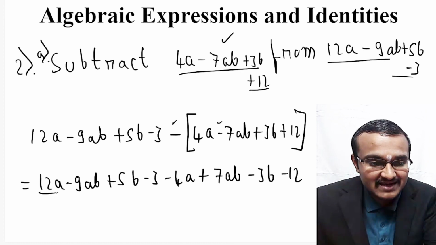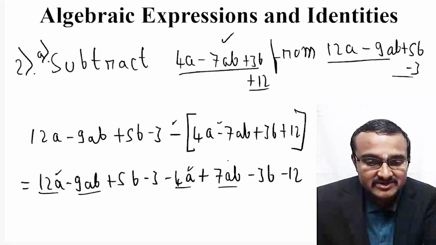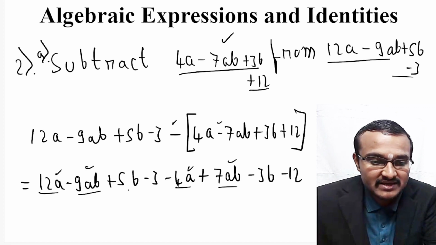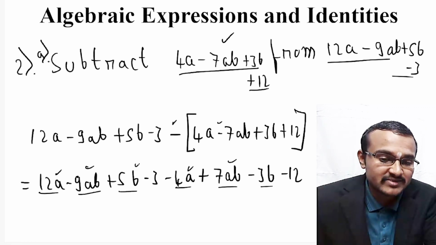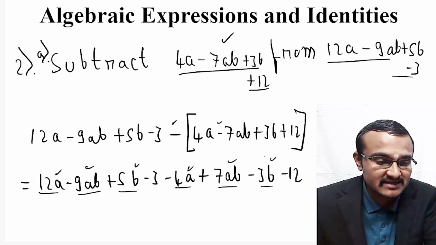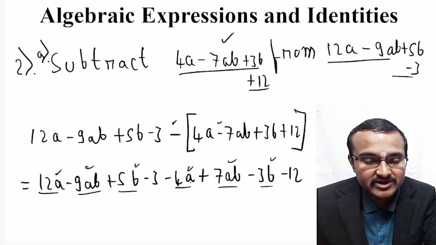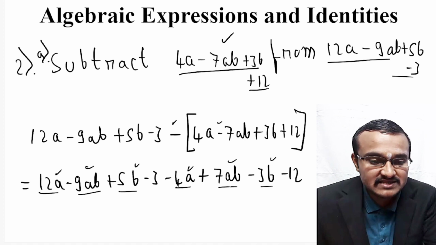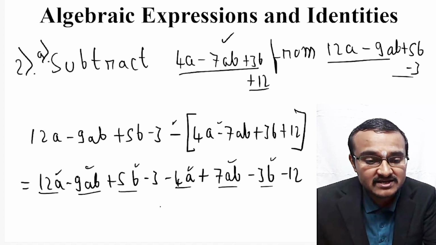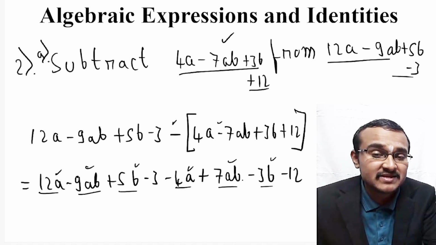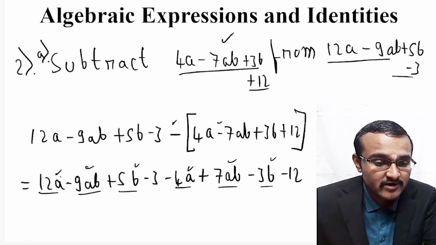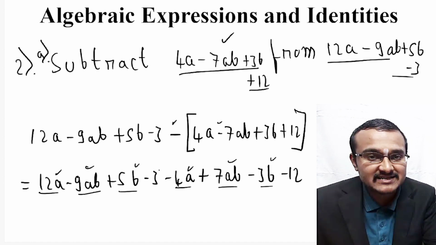Here you can see 12a and 4a have the same expression, that is a and a. Here 9ab and 7ab have the same expression, that is ab and ab. Here 5b and 3b have the same variable, b and b. So 12a and 4a have the same variables, 9ab and 7ab have the same variables, 5b and minus 3b have the same variable. So you can perform addition and subtraction between 12a and minus 4a.